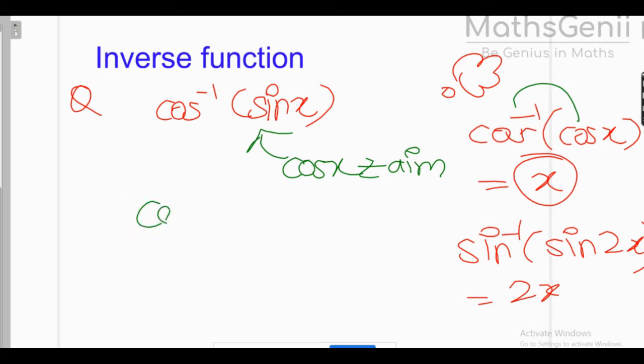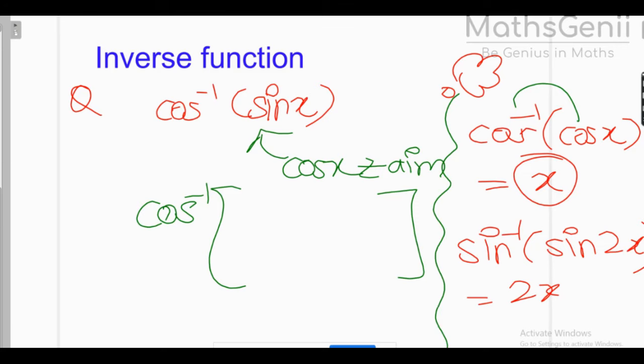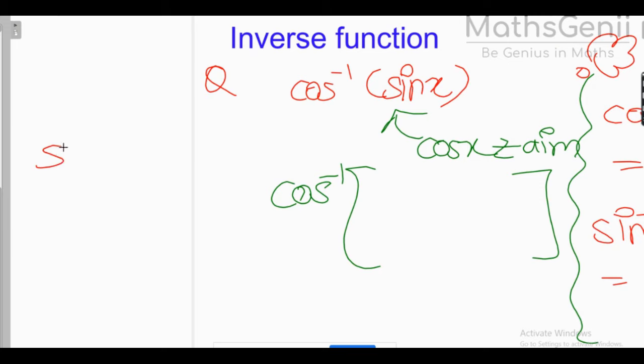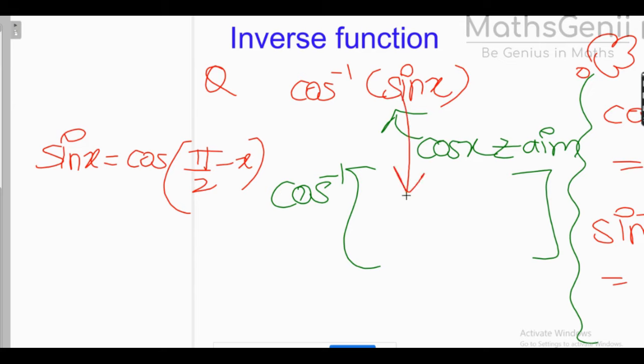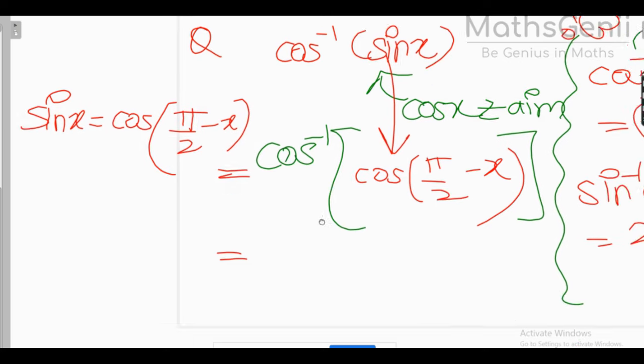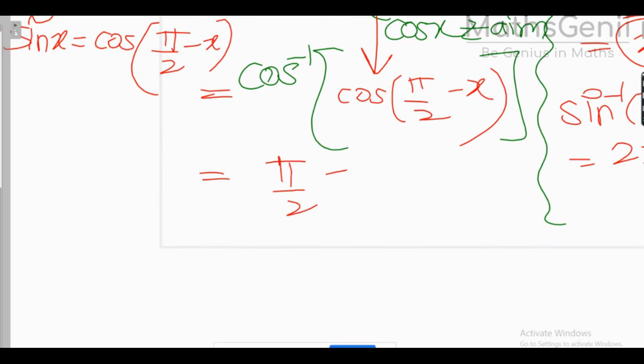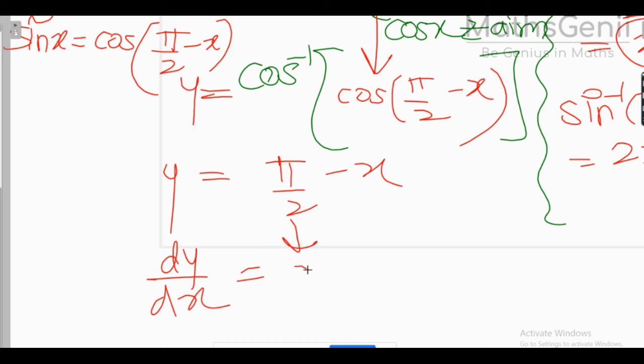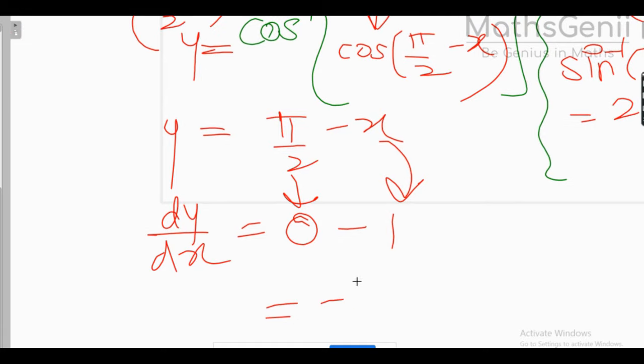Now let's just solve this question. Cos inverse of, this is a formula that you have studied in class 10th. Sin x is also equal to, this is a formula, straightforward. Sin x is also equal to cos of pi by 2 minus x. Okay, so instead of sin x in the bracket, I am writing cos of pi by 2 minus x. I have not even started the derivative. Okay, now cos inverse and cos gets cancelled. What remains is pi by 2 minus x. Okay, then what is the derivative? Now I am finding the derivative. This is a constant term, 0 minus, what is the derivative of x? 1. So your answer is minus 1.